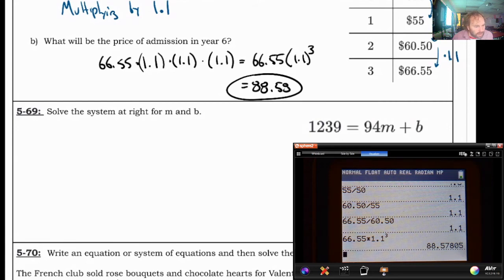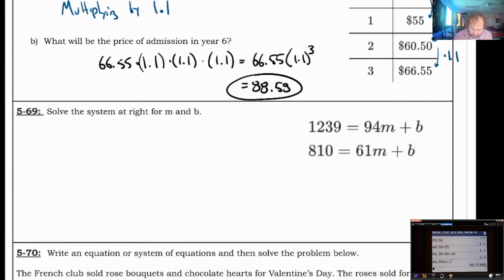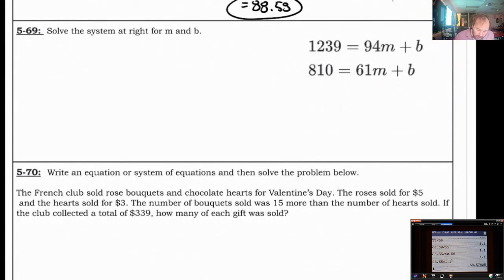In the next question, we got a system of equations to solve, so let's do that. I notice right away that we have b and b right there, so we can subtract everything right now and get it to all cancel out pretty nicely. 1239 minus 810 is going to be 429. And then 94m minus 61m is going to be 33m. So I'm just doing the subtraction there, and then the b's will cancel out. That's kind of the key there.